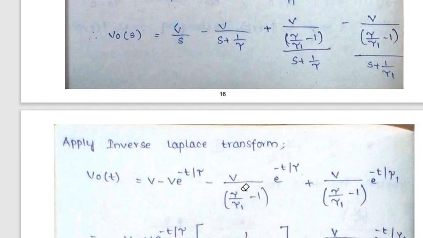Minus V by tau 1 minus 1 into 1 by S plus 1 by tau, inverse Laplace transform is e power minus t by tau, plus, this is the value of t. So minus and minus plus e power minus t by tau 1, because the inverse Laplace transform of 1 by S plus 1 by tau 1 is e power minus t by tau 1.